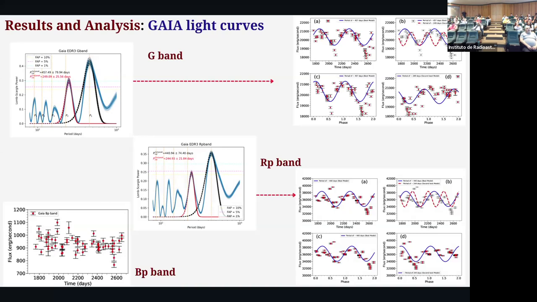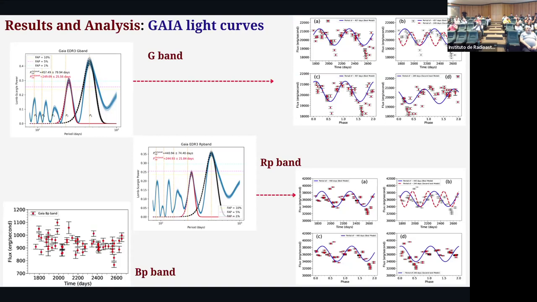And for the BP band, you can see the errors in the light curve are quite high compared to the magnitudes. So we couldn't recover the same kind of period in the BP band. Here is a similar diagram as shown for the G band. You can see the best period of 450 days is overplotted over the light curve.